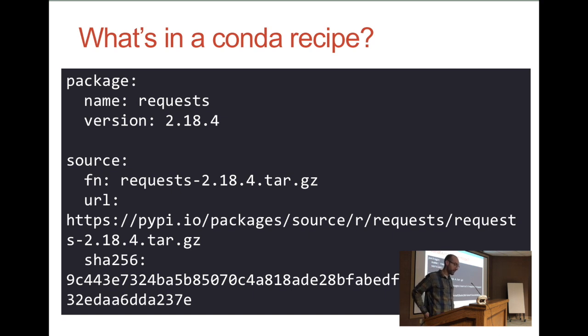So here's a quick look. Recipes can be a little intimidating, but just to get a sense, you have the name of the package. This is called requests. It's a Python package, with the version, and basically what this is doing is telling you the URL on PyPI where to download it.